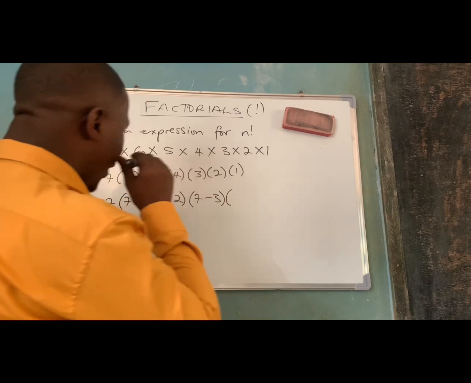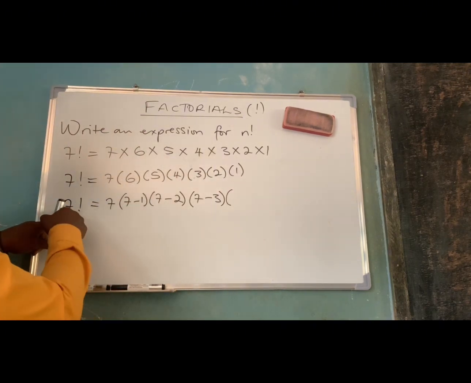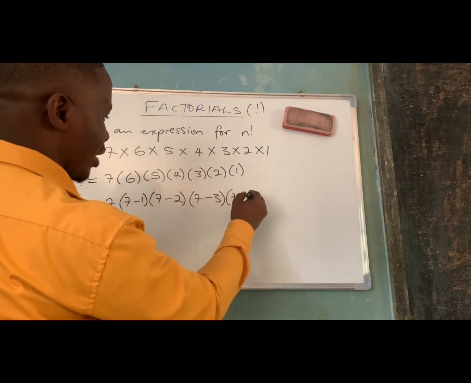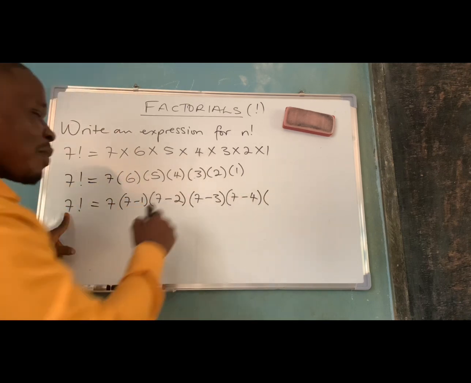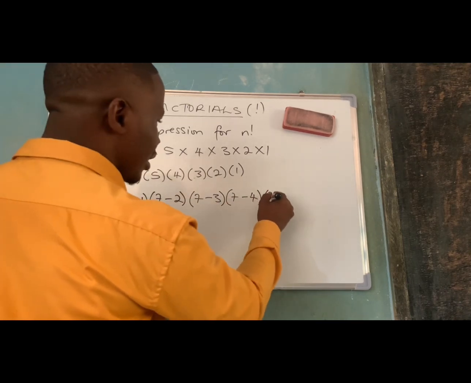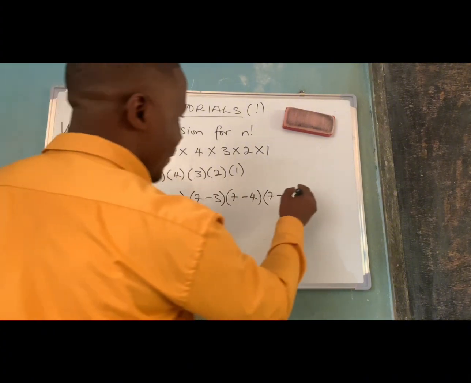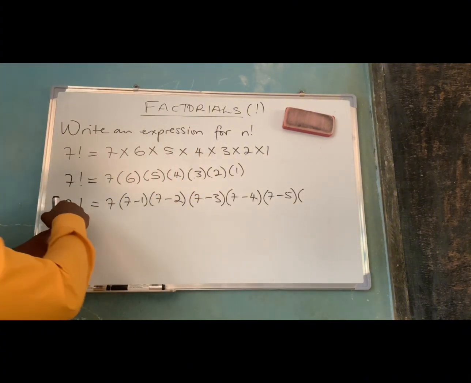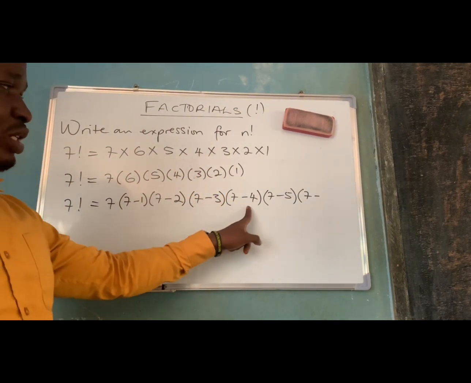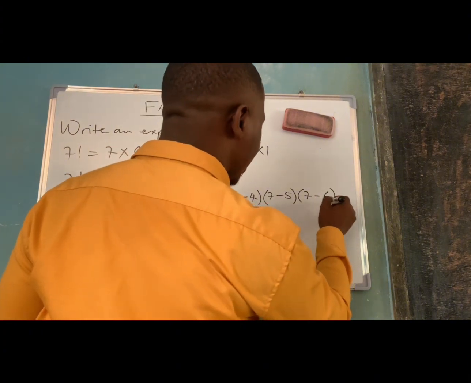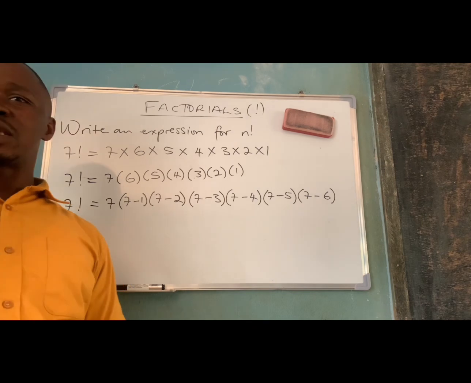Now let us come to this one. We need here what? 3. But this is 7. So we say 7 minus 4 is 3. Now, how about this 2? We can say 7 minus 5. Remember, 7 minus 5 is 2. We need 1 here. But this is 7. We can say 7 minus 1, minus 2, minus 3, minus 4, minus 5. So we say minus 6. 7 minus 6 gives us 1. But all what we are doing is not our question here.